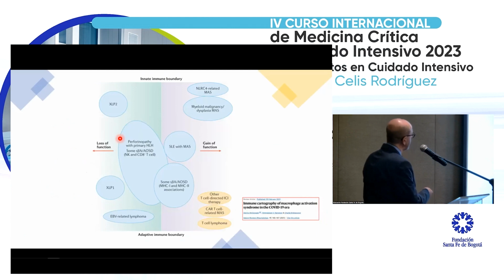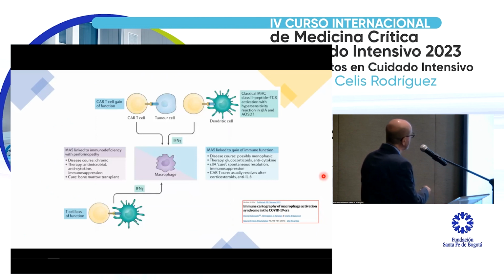There are two big groups mentioned in the literature: the loss of function and the gain of function. The gain of function is mostly in all the immune effector cells, infections, etc. And you can see here the two groups. This is the CAR T cell gain of function as an example, how it works, with interferon gamma release and macrophage activation. And this is the chain which can be treated with steroids and monoclonal antibodies for interleukin-6 mainly. The ones that are T cell loss of function because of a genetic disorder have a chronic course. You require anti-cytokines, antimicrobials, immunosuppression, etc.